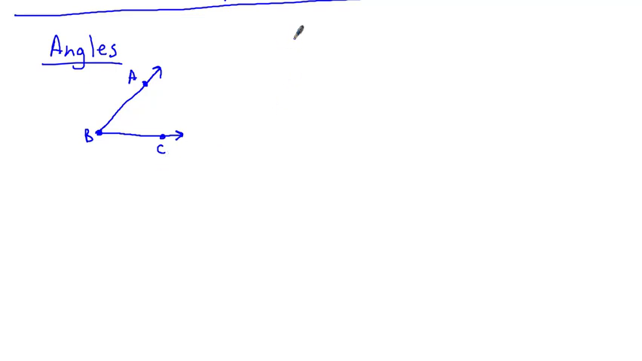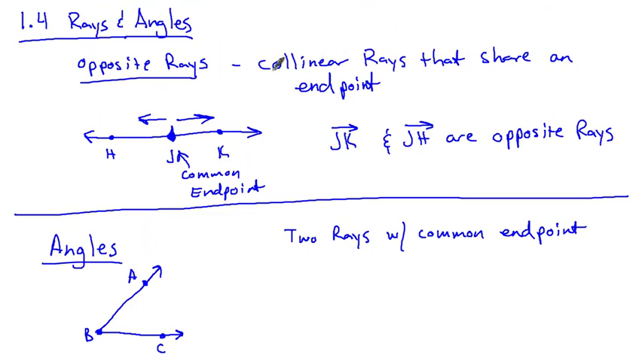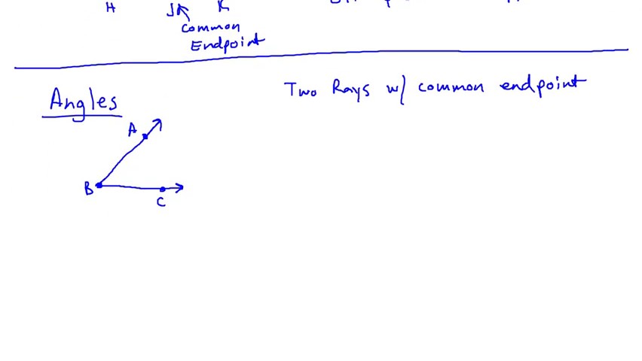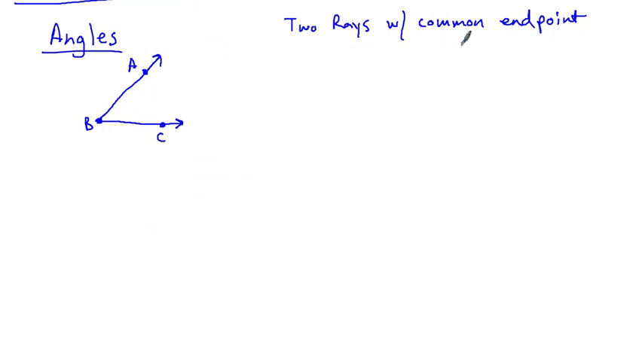Okay, angles are two rays with a common endpoint. Okay, so notice that's different than opposite rays, right? Opposite rays were collinear rays, so it means they were on a line together. An angle is just two rays that have a common endpoint. So B is the common endpoint.